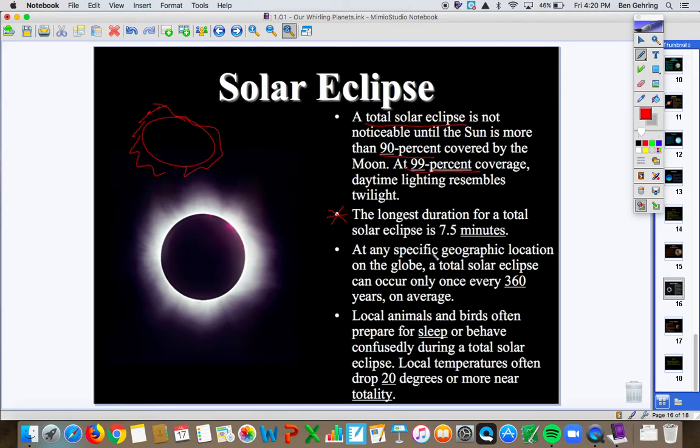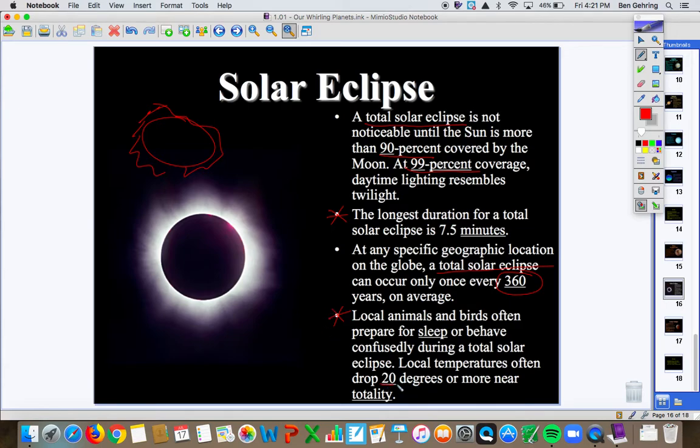And then any one location gets a total solar eclipse once every roughly 360 years. So the chance of another solar eclipse happening here in your lifetime for sure is slim and none. There will be something that happens, just not here in Nebraska specifically. And when these happen, it can kind of mess with local animals and wildlife, that they can think it's becoming nighttime temporarily and go into kind of their sleep mode, and all of a sudden the sun comes back and they have to wake back up and it's daylight again.